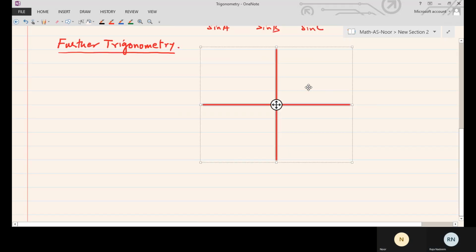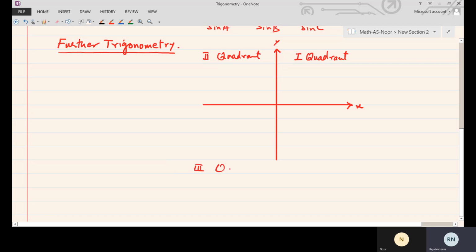We plot a coordinate axis just to show that the part which lies between the x and y axis is called the first quadrant, and this is always the second quadrant, and this is the third quadrant, and this is the fourth quadrant. These are the four quadrants.